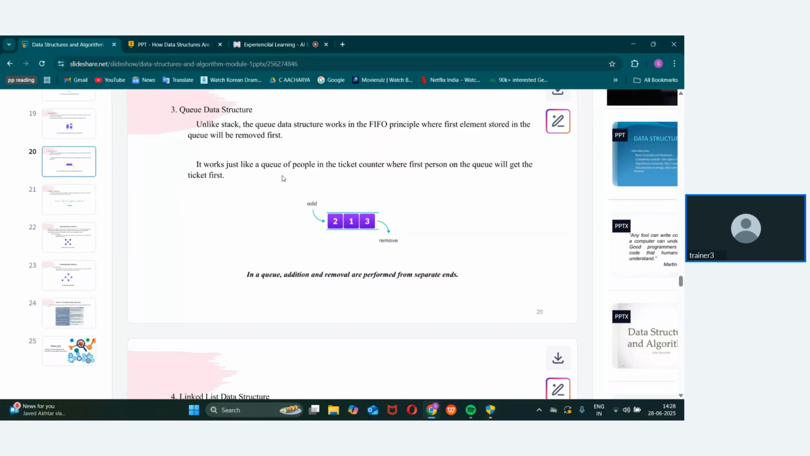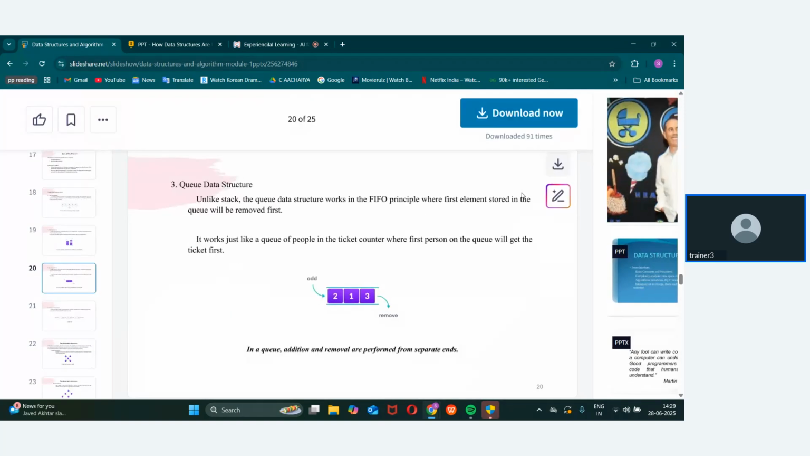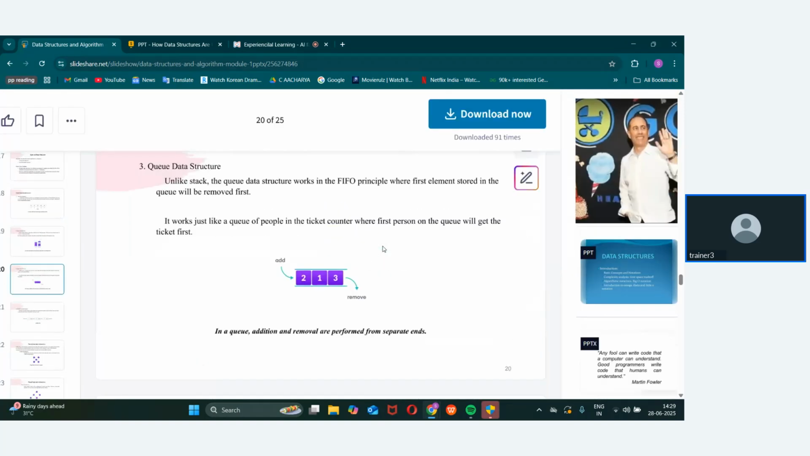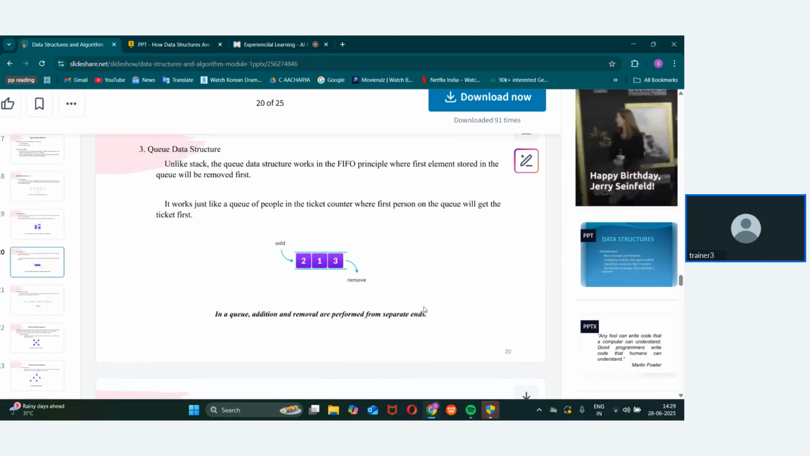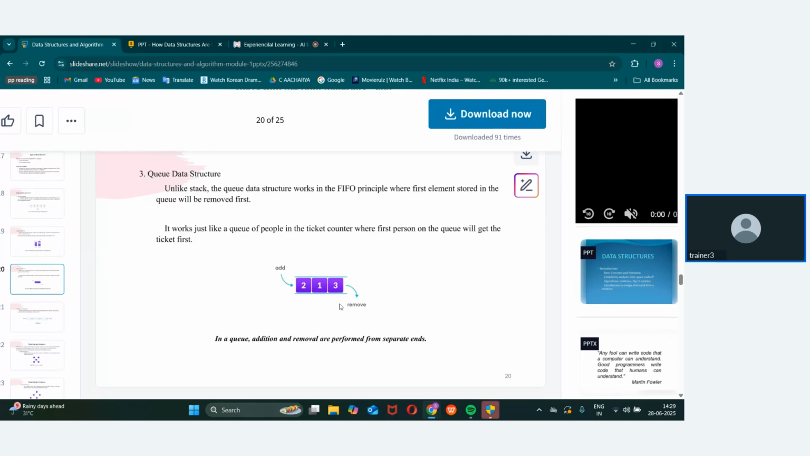It works just like a queue of people at a ticket counter, where the first person in the queue will get the ticket first. Take the example of boarding a bus, where you stand in a queue. The person who is first in the queue will board the bus first, and will get down first. The ticket example is also one where the person who entered first to buy a ticket will leave first. Here we can also perform add and remove operations.